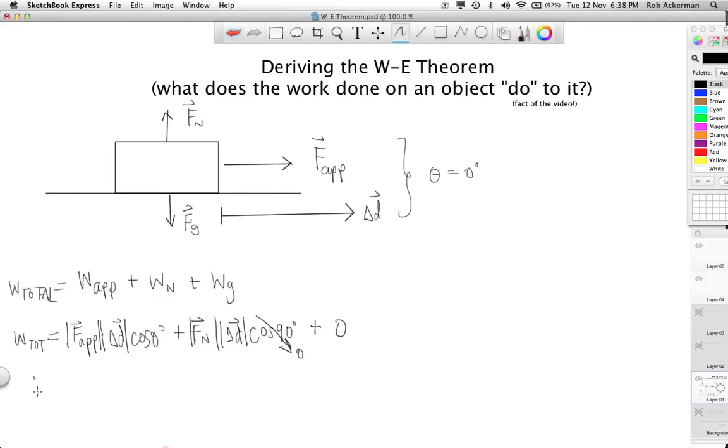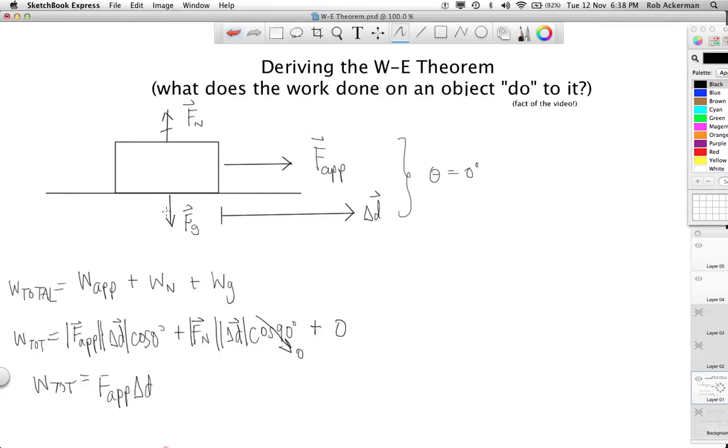And just to keep things a little bit easier and quicker, please allow me to write the magnitude of this force vector just like this, with no vector symbol and no absolute value symbol. The magnitude of displacement like this, cosine of 0, that's equal to 1. So here's the total work done. Now, let's go back and analyze this in a little bit more detail.